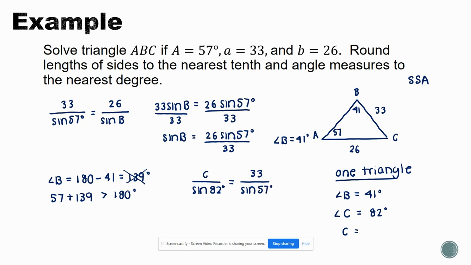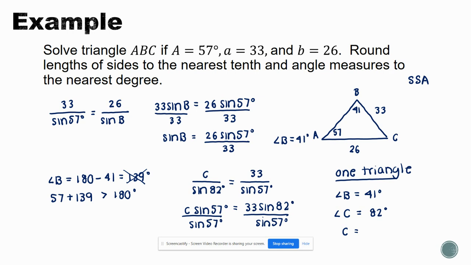All right, so once again, we cross multiply. I have C times the sine of 57 degrees, and that equals 33 times the sine of 82 degrees. To get C by itself, I'm going to divide by the sine of 57. Once again, you can type all of that into your calculator at once, but be very careful with order of operations. Make sure you close the parentheses with the 82 degrees before you divide by the sine of 57.